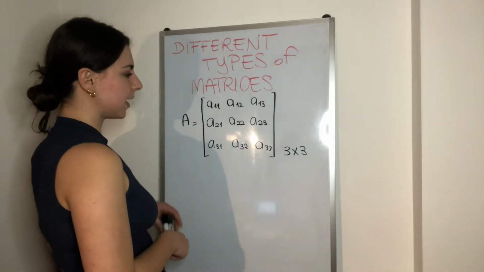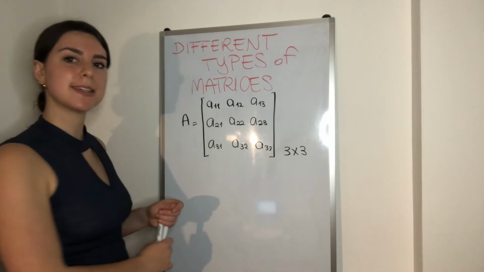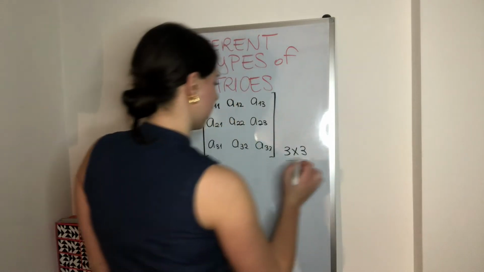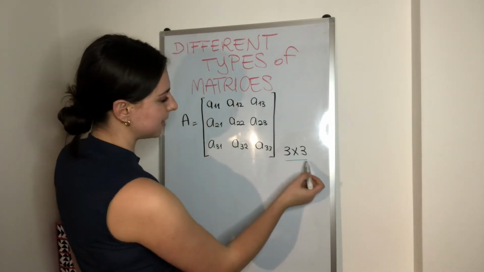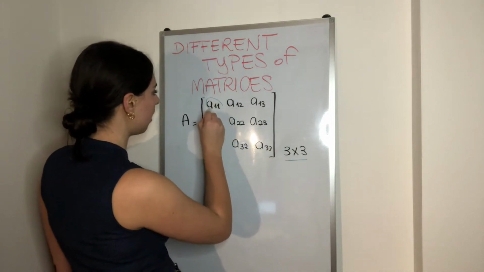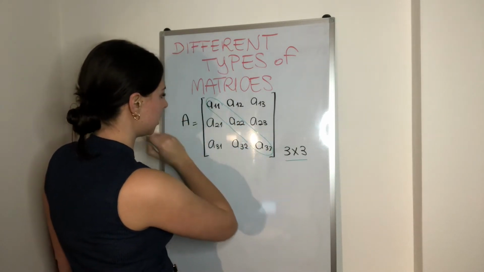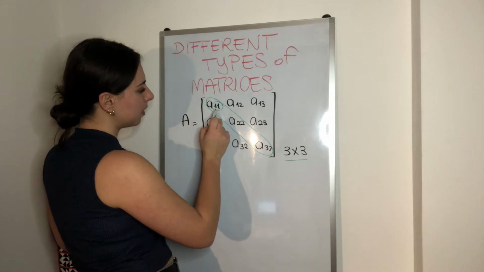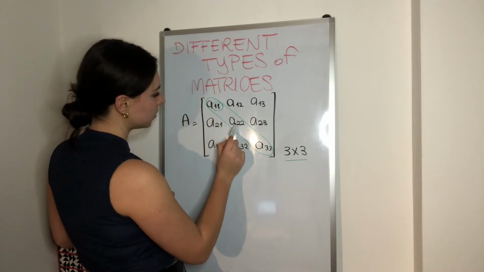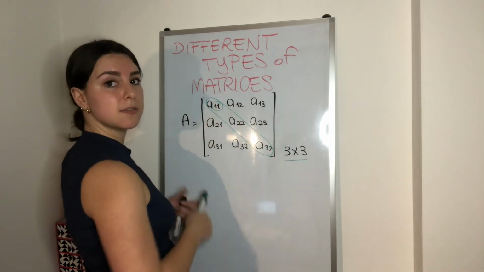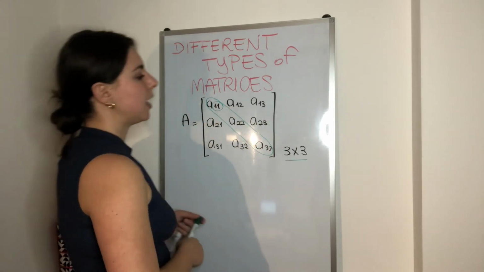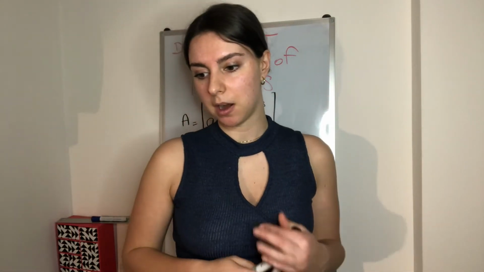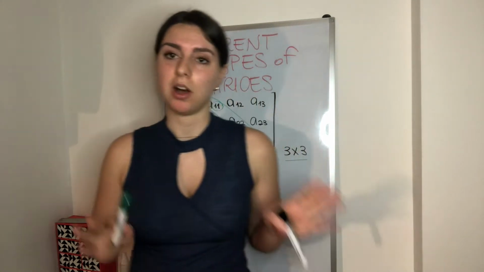I wrote down an example of a square matrix. First of all, of course it's a 3 by 3 matrix, so M is equal to N, and on the main diagonal, which is this one, we have entries that have the same column number and row number. So 1,1, 2,2, 3,3. This is the first thing to remember about square matrices. And let's now dive a bit deeper into the different types of square matrices.